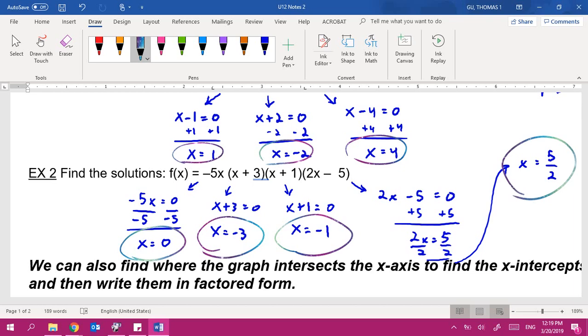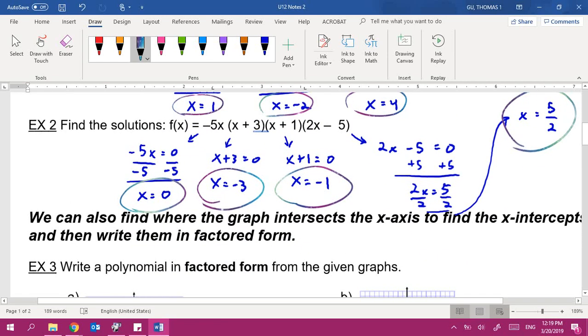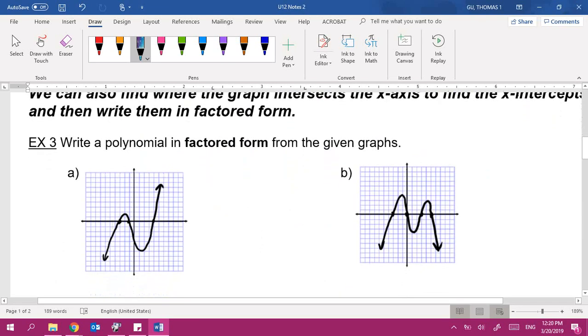But now here's the next thing we have to do. Now, we're going to look at a graph, and from a graph, we're going to write a factored form of a polynomial. What we just saw was a factored form, and then we went through it to find the solutions. Now, we're going to go from a graph into a factored form. So let's see how we would do this.